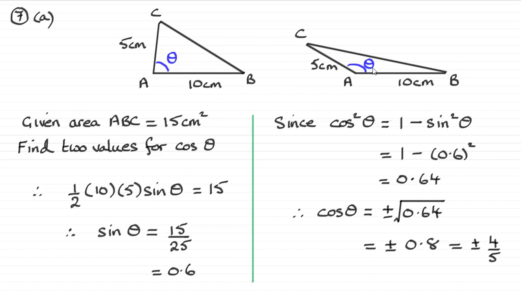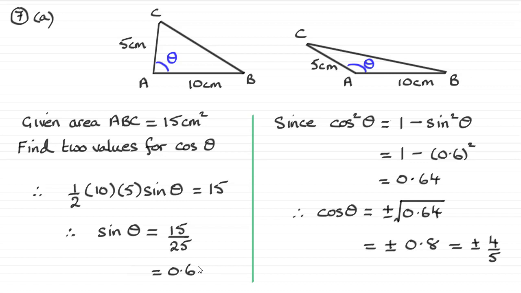So in both of these triangles, it's going to be half of the product of those 2 sides, the 5 and the 10, times the sine of that included angle, whether it's this triangle or this triangle. Clearly 10 times 5 is 50, divided by 2 is 25, and so I've divided both sides by 25, and that leaves me with sine theta equals 0.6. Or you could leave it as a fraction, obviously 3/5.